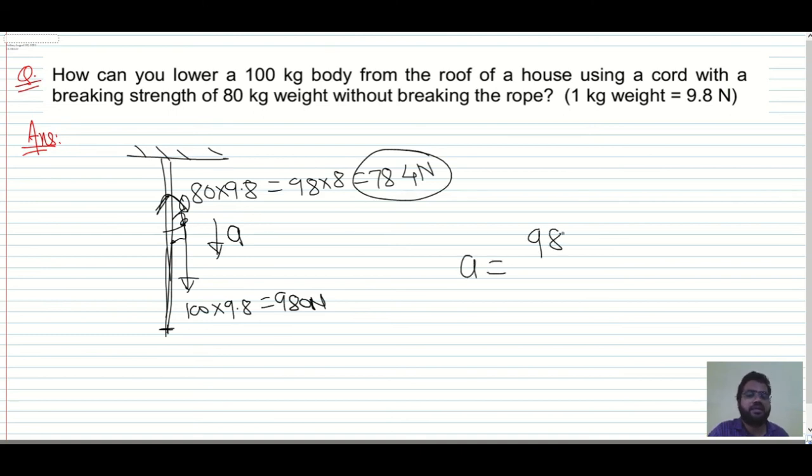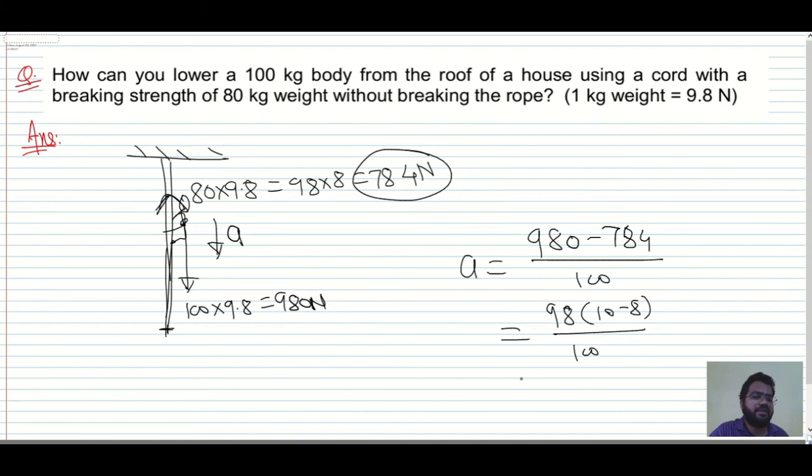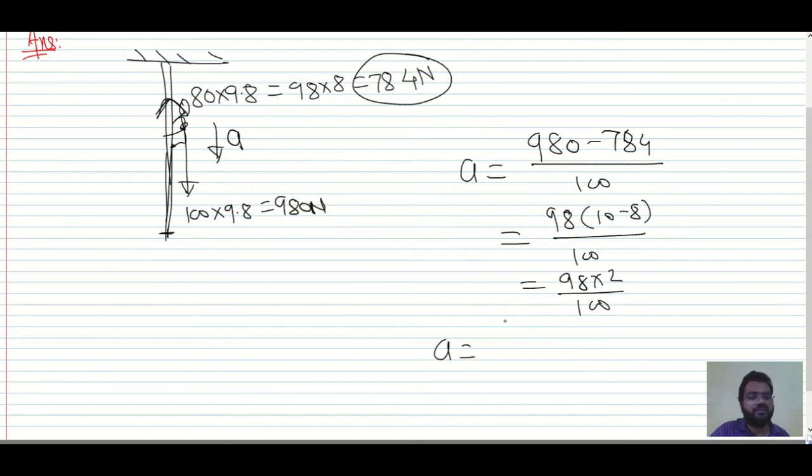Acceleration is equal to greater force minus the smaller force divided by total mass in the system. What is the total mass we have? Total mass we have is 100 kg. So we have 98 common, 10 minus 8 divided by 100, which is 98 into 2 divided by 100. So what is the acceleration which we have? It is 196 divided by 100, that is 1.96 meter per second squared.